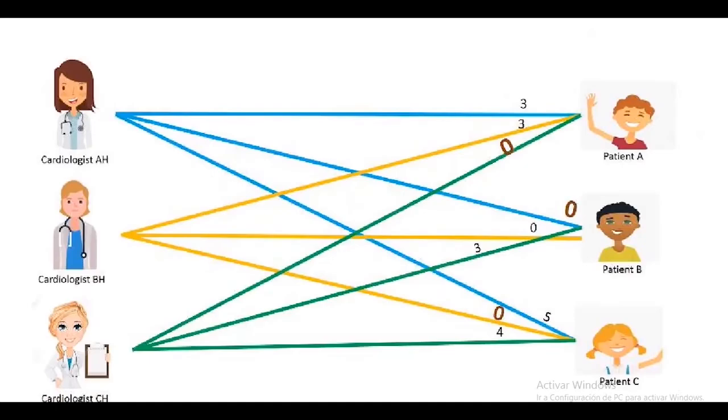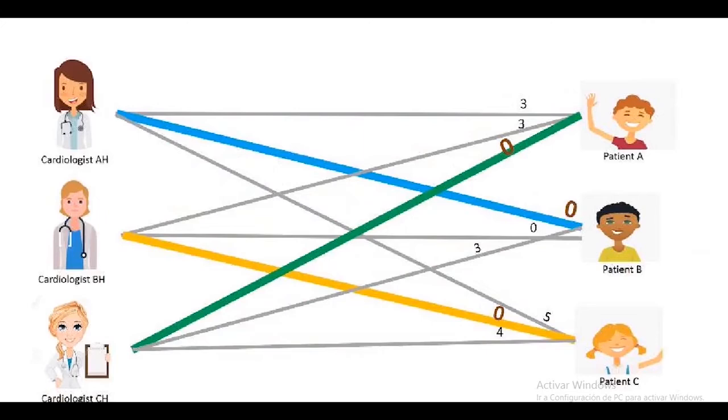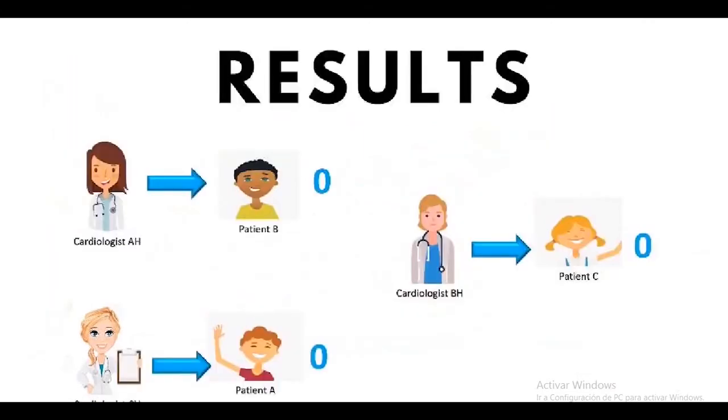Step 3. As a result of this operation, we obtain these values, and we have to choose the smallest for every patient. These values are the answer to which are the surgeries with lower risk for the hospital. To conclude, we have here the final relations surgeon-patient. Cardiologist AH with patient B with a risk of 0 units. Cardiologist BH with patient C with a risk of 0 units. Cardiologist CH with patient A with a risk of 0 units.